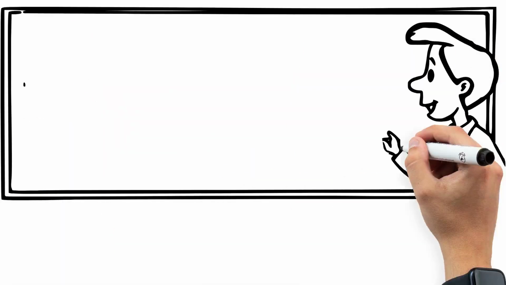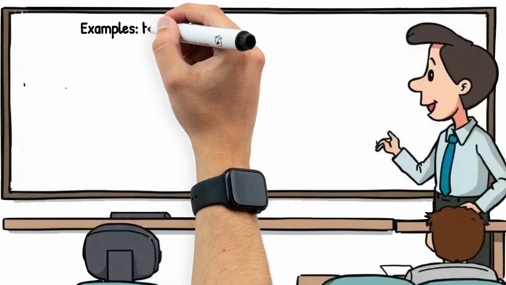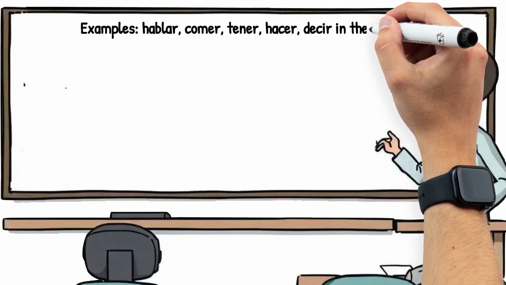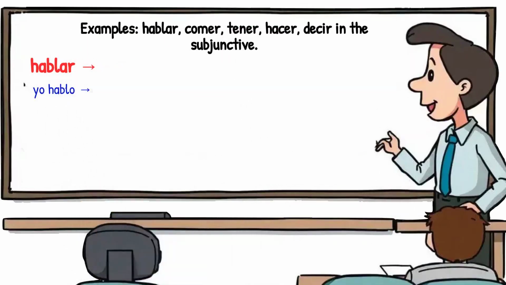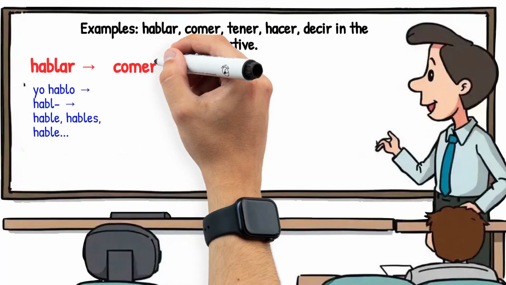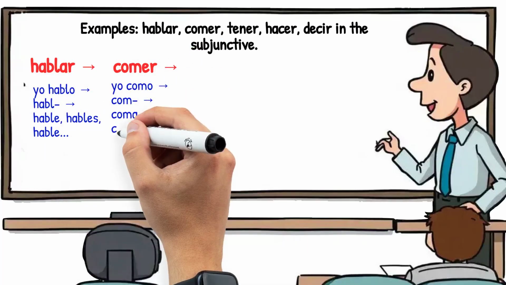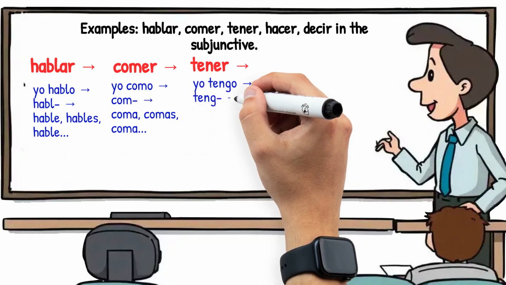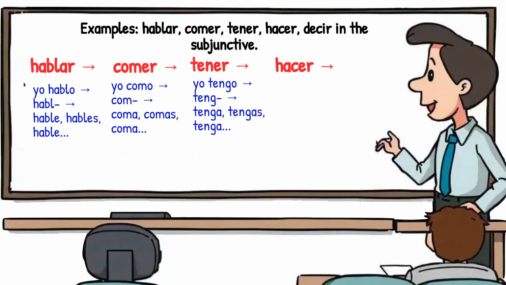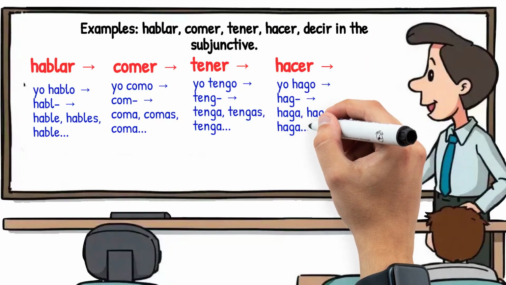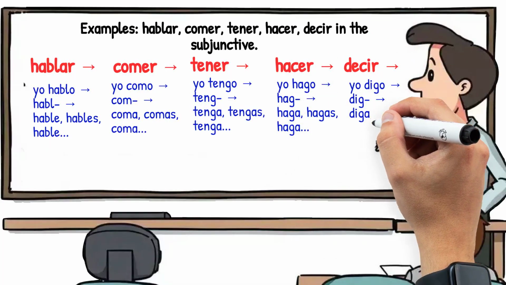Examples. Hablar, yo hablo: hable, hables, hable. Comer, yo como: coma, comas, coma. Tener, yo tengo: tenga, tengas, tenga. The irregular yo form carries into the subjunctive. Hacer, yo hago: haga, hagas, haga. Decir, yo digo: diga, digas, diga.